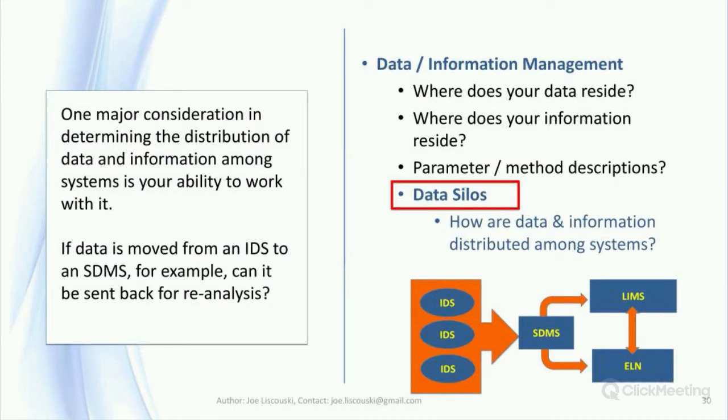One major consideration in determining the distribution of data information among systems is your ability to work with it. If data is moved from an instrument data system to an SDMS, for example, can it be sent back for reanalysis? Some vendors, with good reason, prevent data from being brought back into an instrument data system for further work. The problem is maintaining a chain of custody over the data. If a data file is reintroduced into the system, is there a chance that it's been modified? The primary concern is that of data integrity, a concern that would override other considerations.